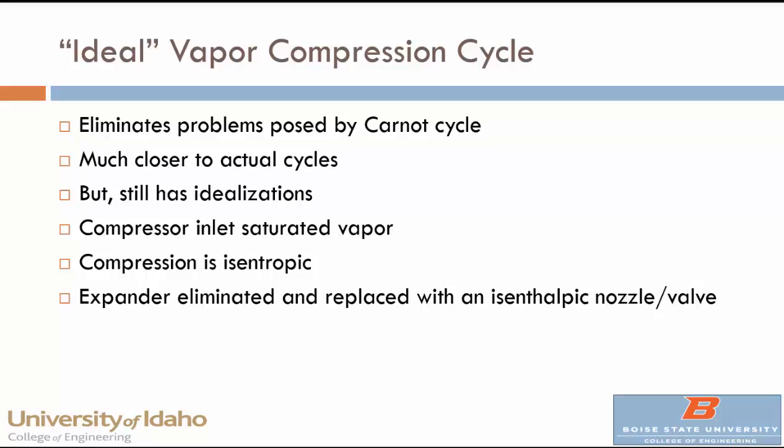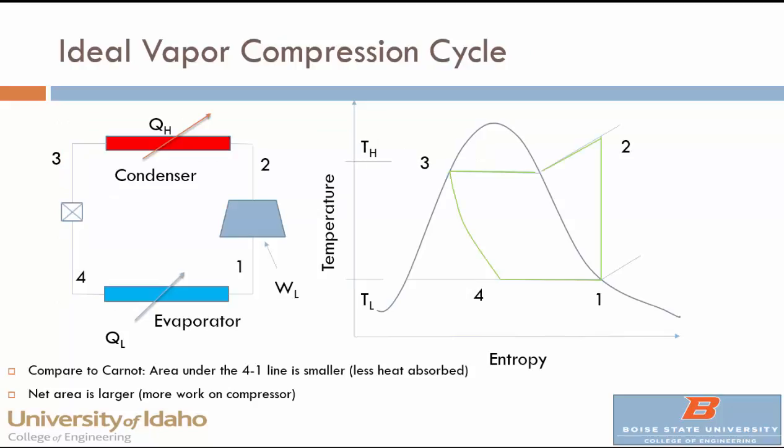The inlet to the compressor is saturated vapor. The compression is isentropic, so it's still a vertical line on our TS diagram. And we get rid of the expander altogether. Over between states 3 and 4, we put a valve, an orifice, right? And it just lets the liquid from the condenser expand isenthalpically. So the enthalpy at the entrance is equal to the enthalpy at the exit.